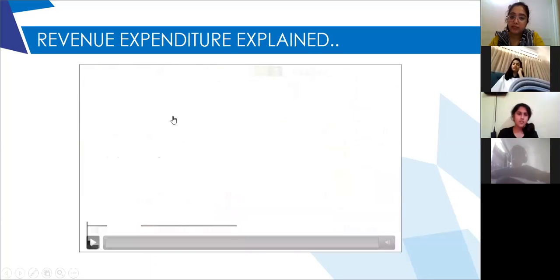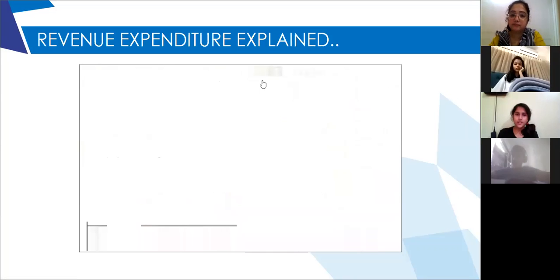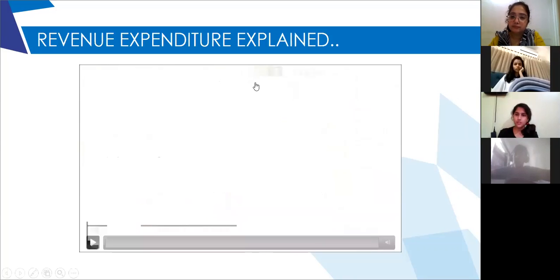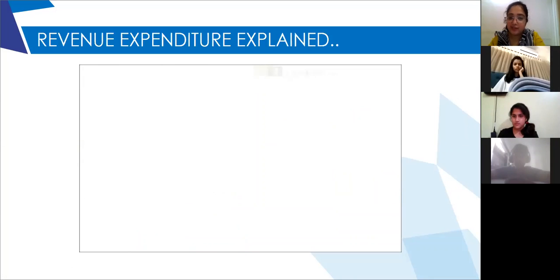Clear? Anything to ask till now? Easy? Yes, tell me. I didn't understand the last part, the balance sheet and that thing. You don't have to know. Don't worry. You don't have sums to put it in the balance sheet. Just understand that revenue item, the expenditure is such that it will be exhausted in one accounting year. Whatever expense I'm putting, that expense will be charged per year, one accounting year.